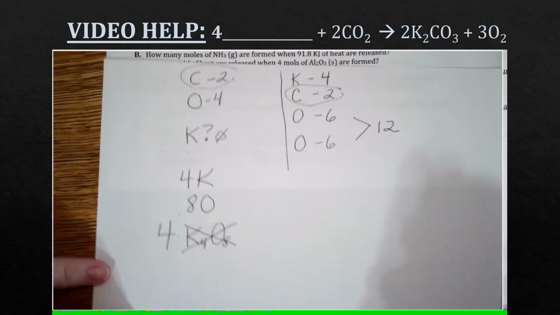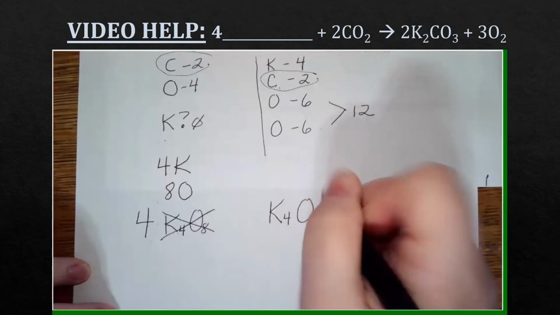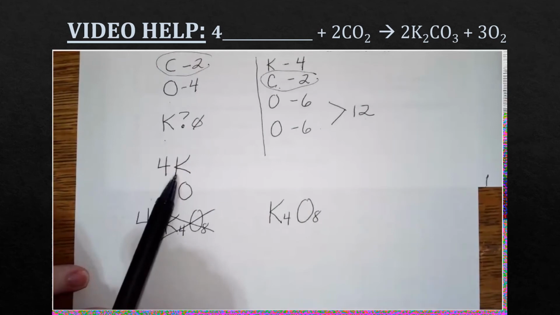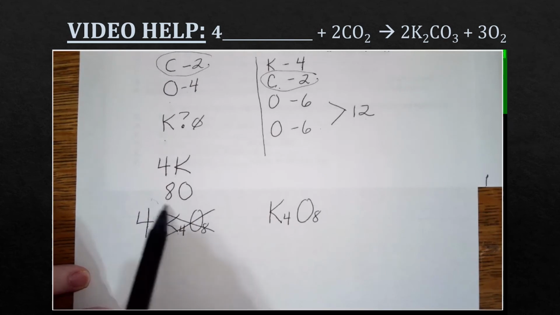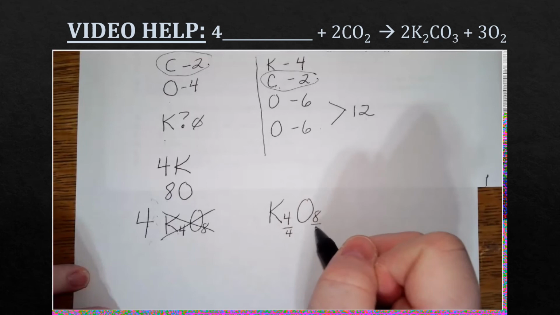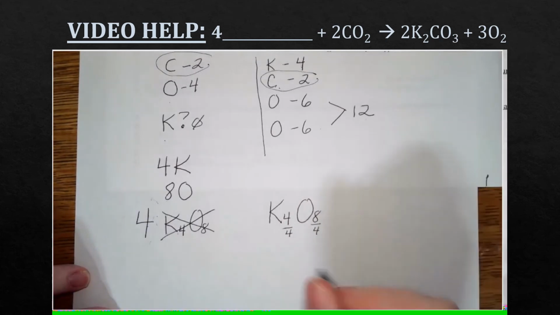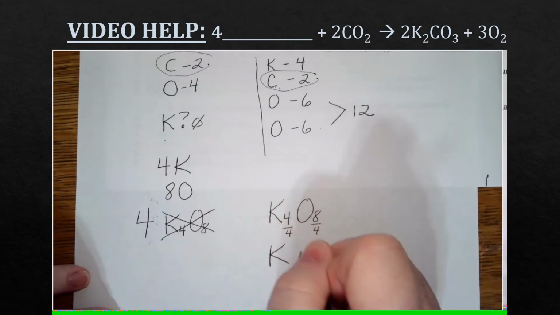So how do I find the right formula? Well, I can start with that. How do I know it was this? Because I had 4 potassium missing and 8 oxygen missing, okay? But my coefficient of 4 in front means these subscripts are going to be divided by 4. So it's going to be KO2.